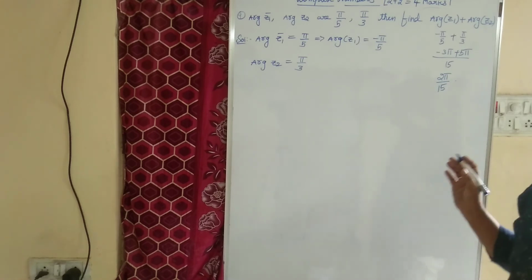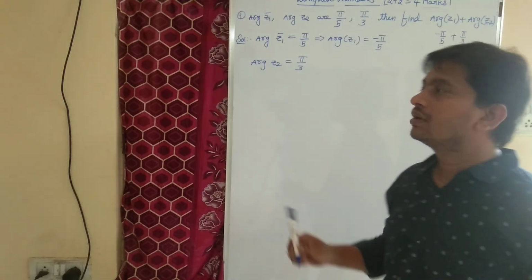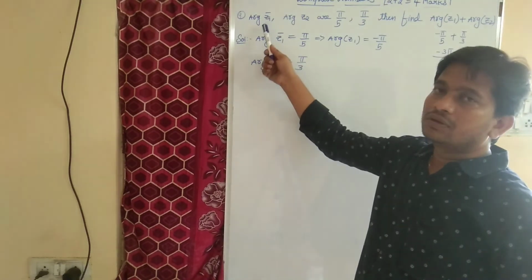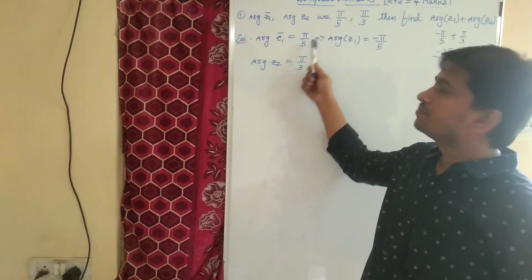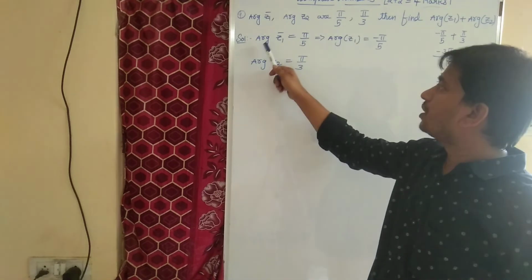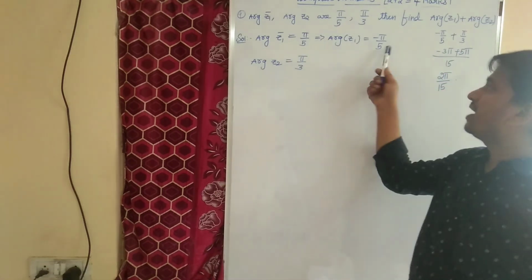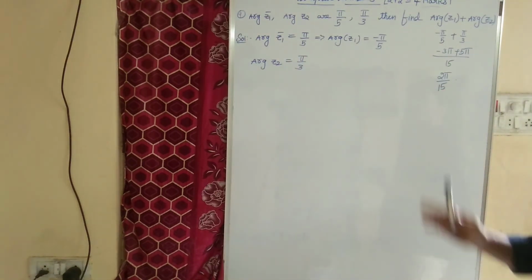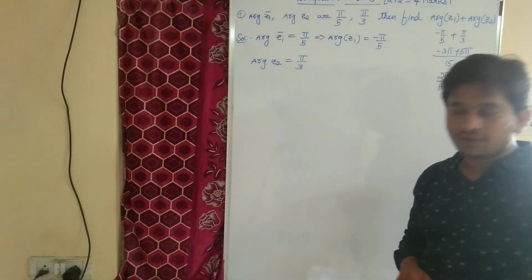So this is also one of the most important questions. Nothing is given, simply this is bar. This will become minus pi by 5. Whatever is given, this is given pi by 5 because it is arg of z1 bar. But we want only arg of z1, which will become minus pi by 5. Then we need to add. We will get the answer 2 pi by 15.